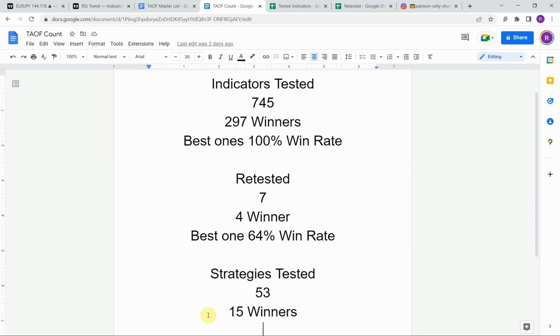Now you need to go back and watch those videos to understand the context of how they were able to achieve that. So go back and watch those videos and see what you can get out of those winning indicators. We've also retested 7 different indicators in the advanced testing stage. 4 of them have maintained the winning status, the best one a 64% win rate. And keep in mind that we test most of these strategies and indicators on the Forex market, but they can be applied to just about any market universally.